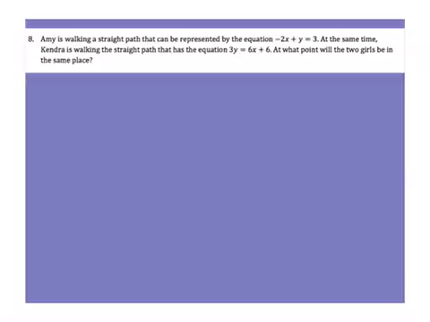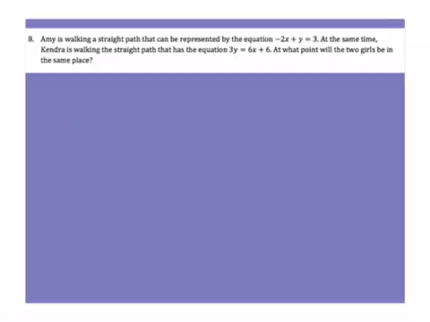Okay, so let's look at example number 10. Amy is walking a straight path that can be represented by the equation -2x plus y equals 3. At the same time, Kendra is walking the straight path that is the equation 3y equals 6x plus 6. At what point will the 2 girls be in the same place?